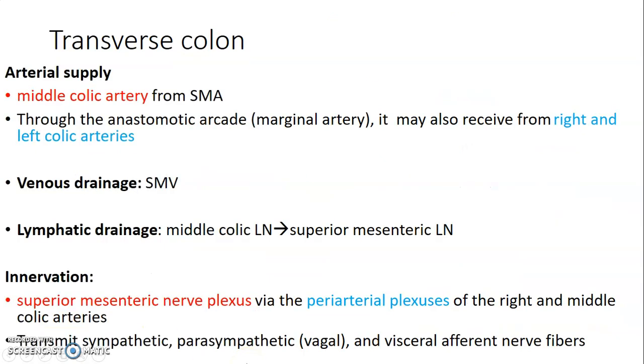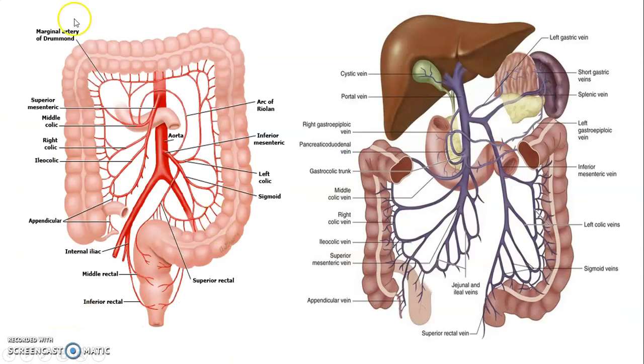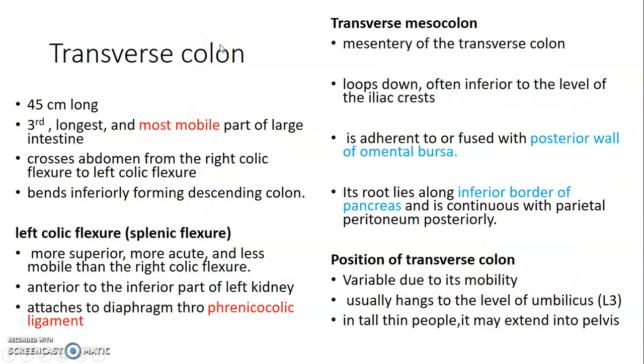So the transverse colon is from the right colic flexure to the left colic flexure, and it bends inferiorly, forming the descending colon after the left colic flexure. The left colic flexure is also called the splenic flexure, and it's usually more superior than the right colic flexure. It forms a more acute angle and it's less mobile.